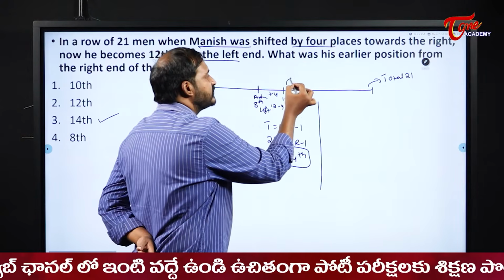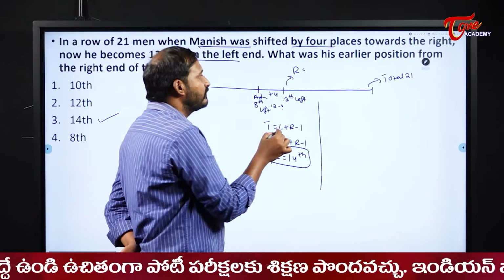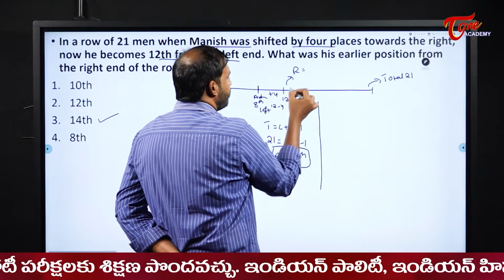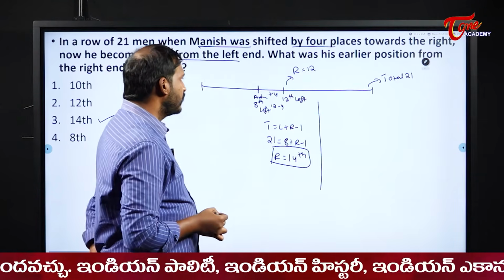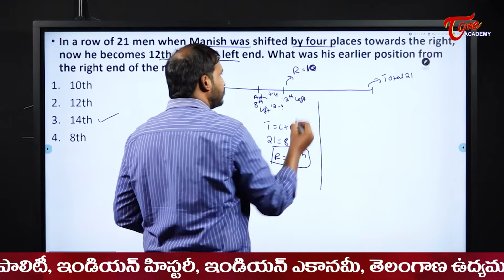What is his present position from the right side? From the right side, his position will become what? His present position from right side will become 12th. Right? His position will become 10th, not 12th. His position will become 10th.